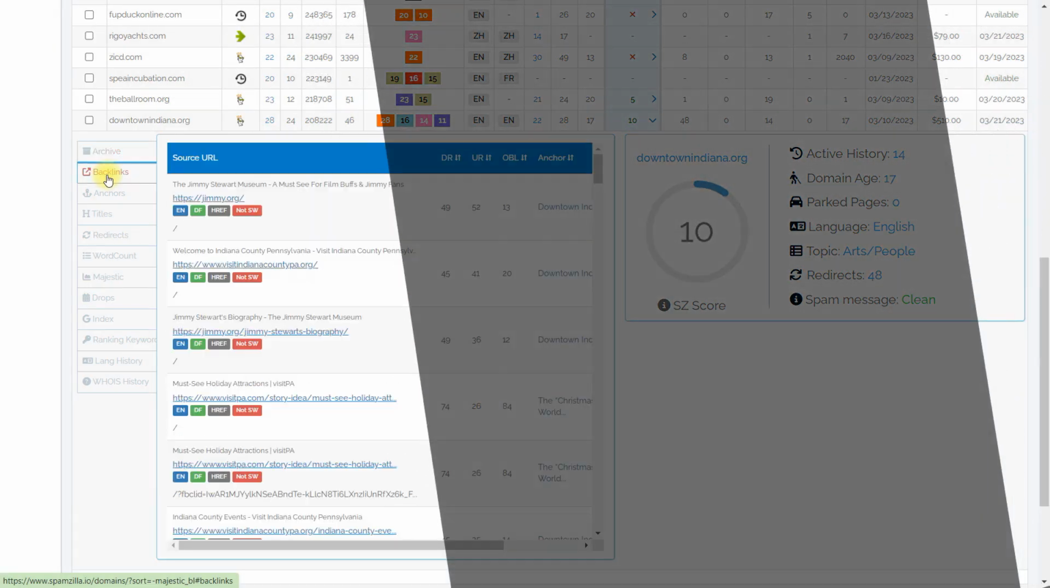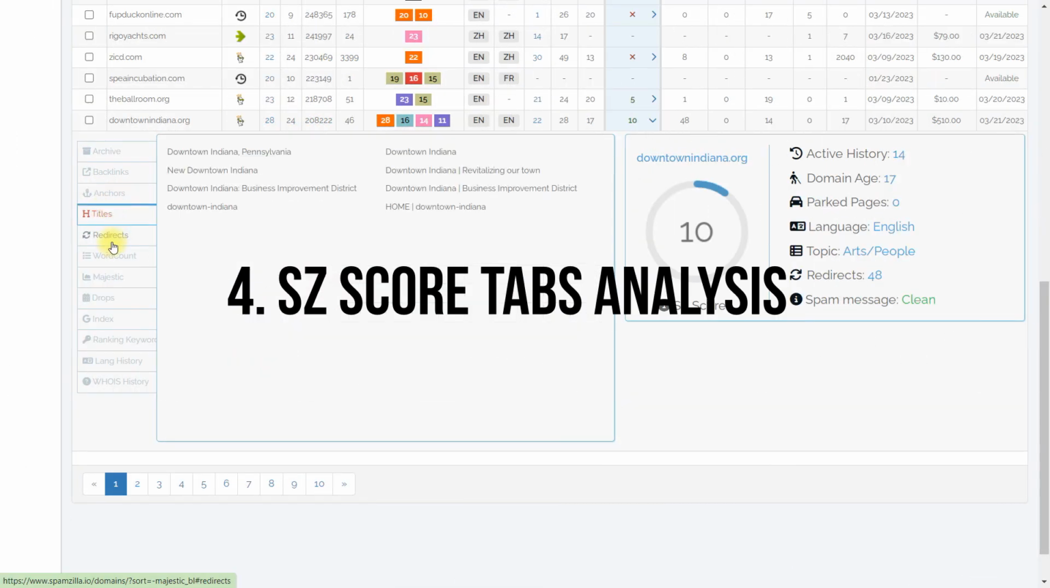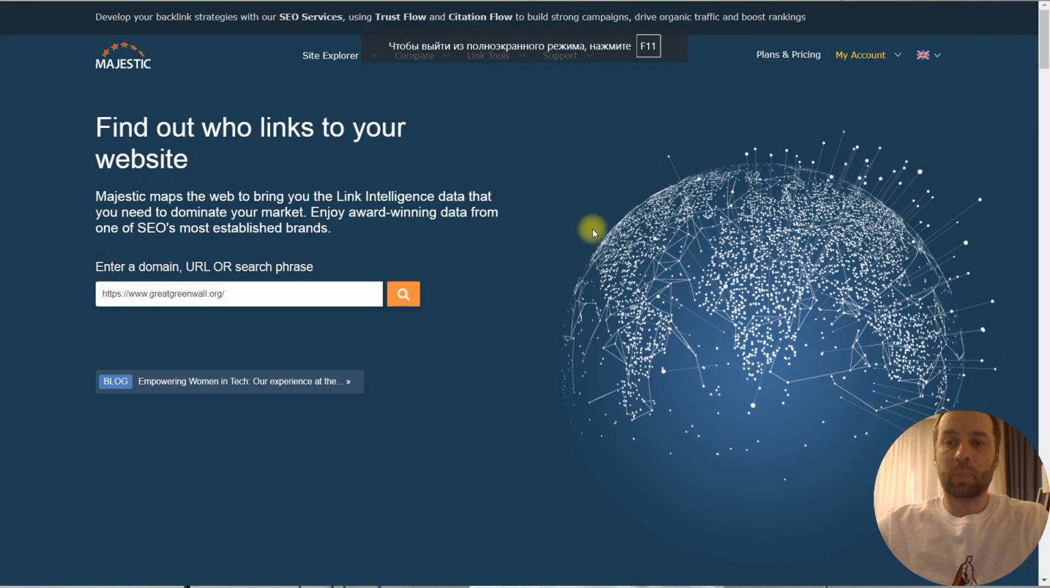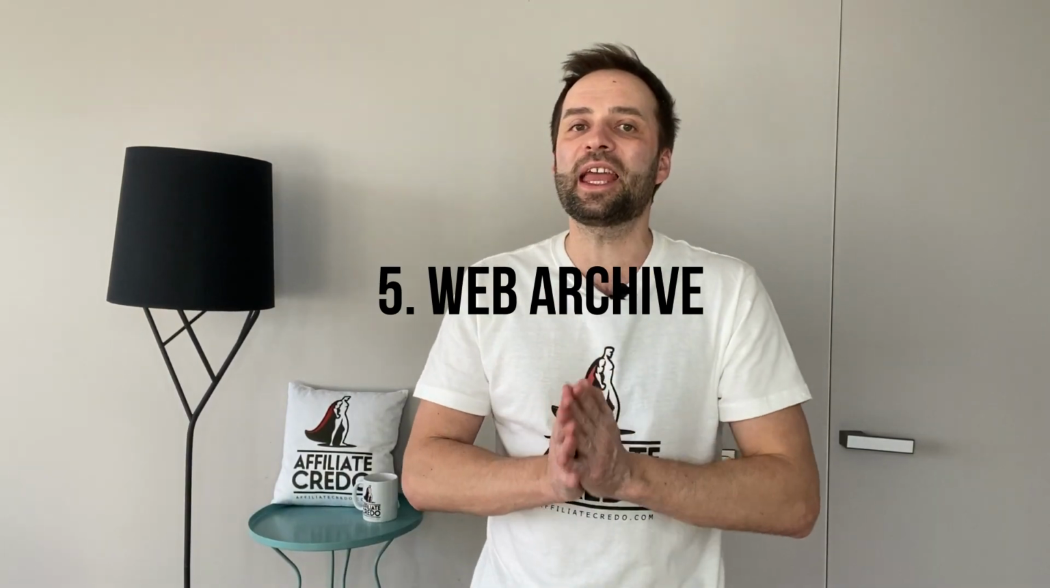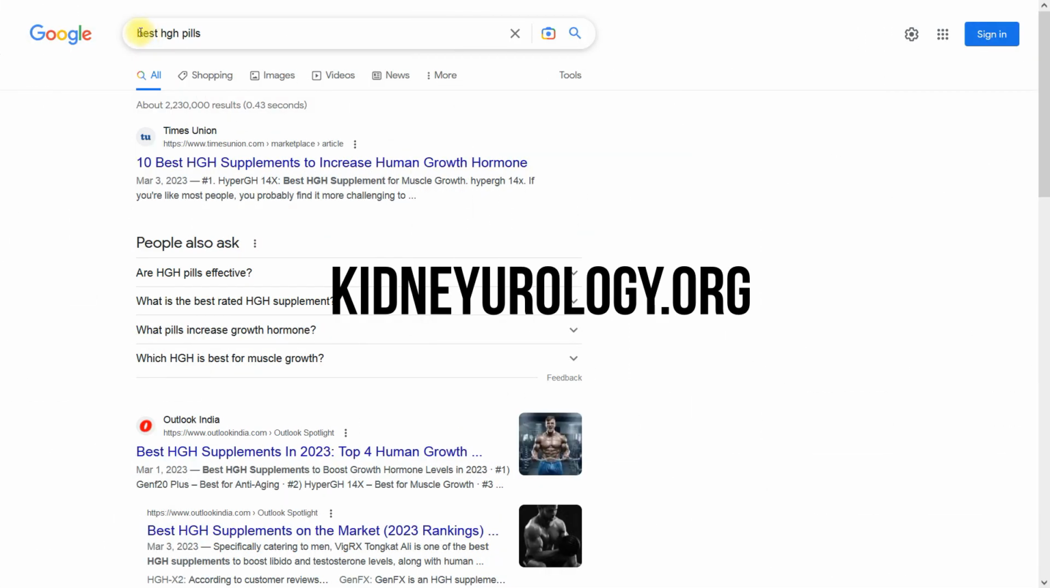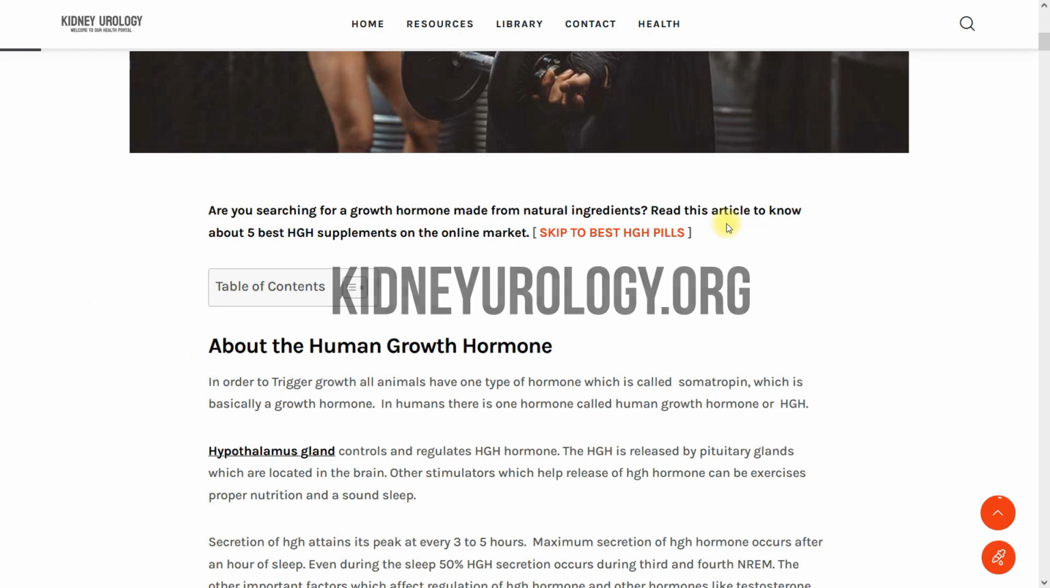I watch all ZScore tabs, and if the initial assessment of the domain suits me, I do a link analysis in Majestic. Fifth, the most important step in analyzing a domain is Archive.org. I will show you an analysis of the kidneyurology.org domain as an example of Archive.org analysis.